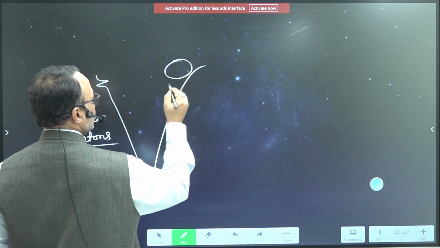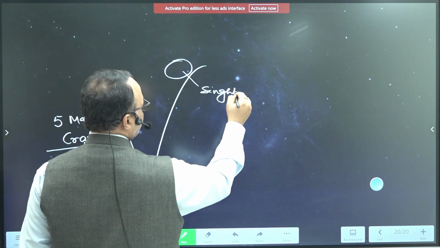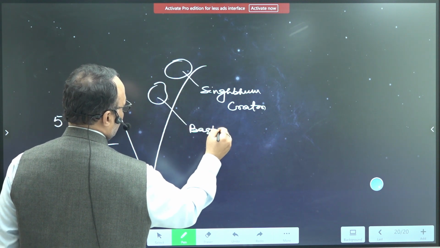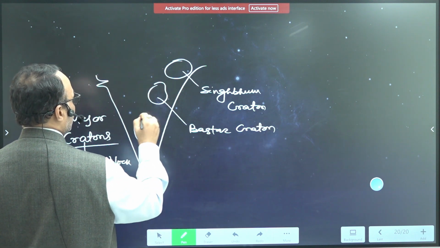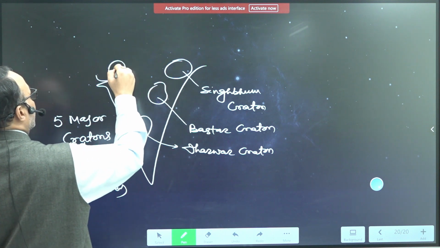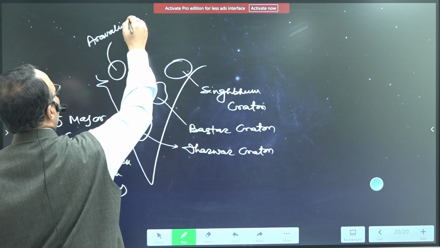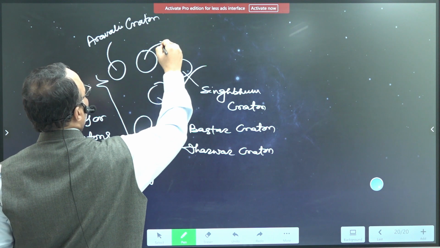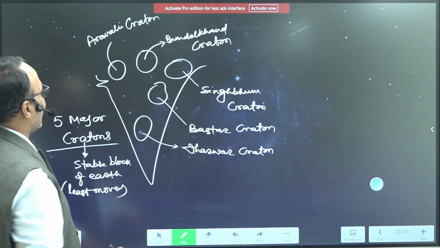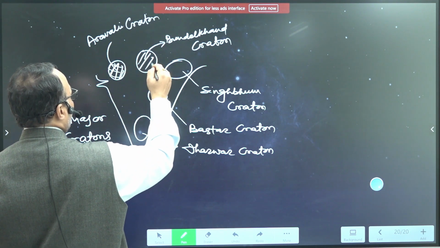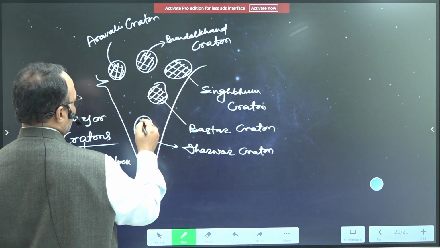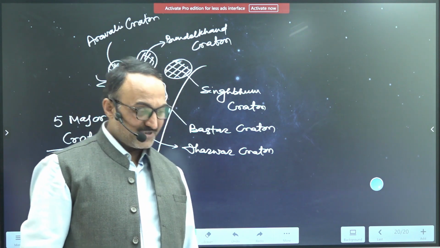The first one is Singhbhum craton. Then Bastar craton. Then Dharwar craton. Here Aravalli craton. And here Bundelkhand craton. So these are the major 5 cratons, which were made up of hard igneous rocks and metamorphosed igneous rocks, which is still the most important segment of India, having a variety of precious minerals and metals.